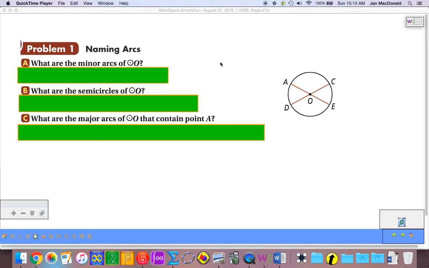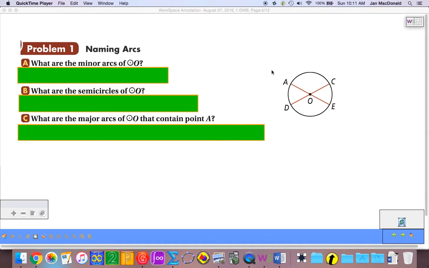Today we're going to learn how to name arcs in a circle. As we know, an arc is just a curve or a portion of the circumference of a circle. We're going to review some vocabulary terms. Let's look at prompt A. What are the minor arcs of circle O? Well, a minor arc is just a small arc or a small curve in the circle.